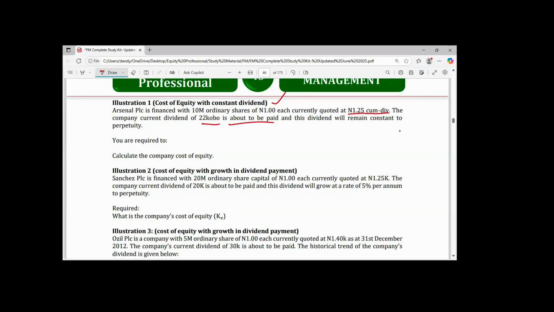So if I want to solve this question, let me just manage here. Arsenal PLC. The examiner is asking us to calculate cost of equity. I would then say, calculating cost of equity. I don't want to switch to working notes, let me manage here first.